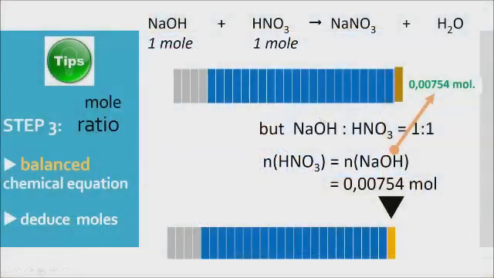We are now at step number 3. And step number 3 tells us that we must always take note of the balanced equation, see the mole ratio, which is 1:1, and if that one is 0.0754, then this one is also 0.0754. And therefore I know that small piece where the nitric acid landed, that is 0.0754 moles. Now I must go to step number 4.